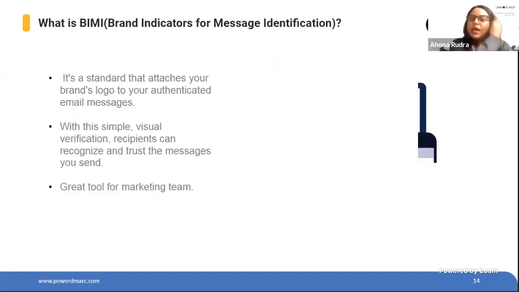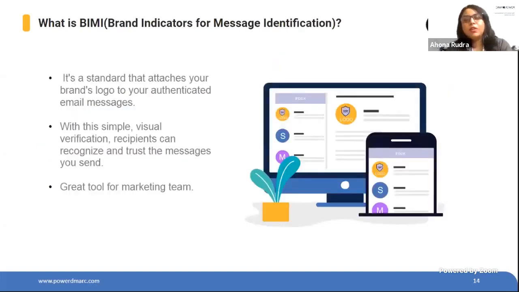And finally, the last protocol that we have here is BIMI, or Brand Indicators for Message Identification. Now, what if I tell you that not only are there ways to authenticate your sending sources, but there is also a way to make your brand visually identifiable in your recipients' inboxes. What BIMI does is it attaches your unique brand logo to each of your outbound messages so that your recipients can instantly recognize you in their inbox. This helps enhance brand recall and boost your brand's credibility. And not just that, BIMI is also a great tool for marketing purposes.